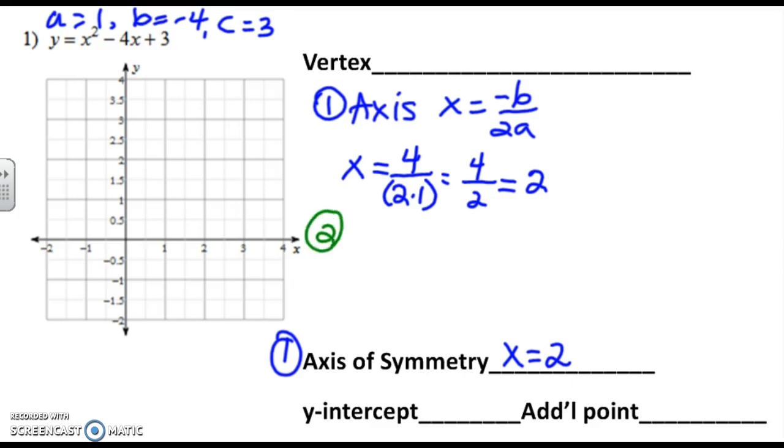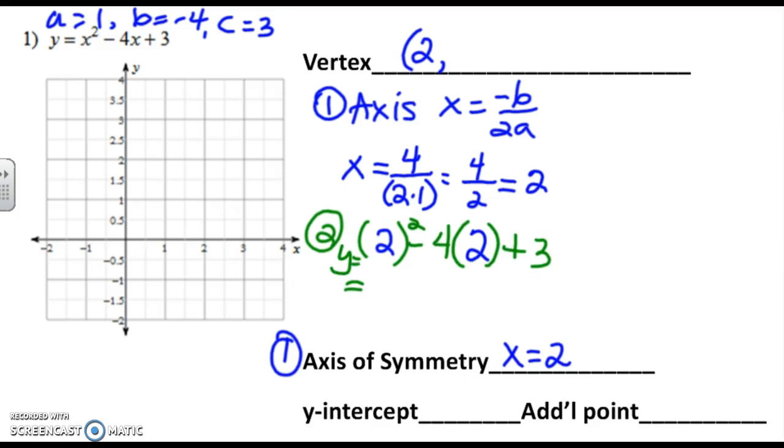Now, to get your vertex, you're going to plug that 2 in for your x into the equation. So you get your 2 goes in here, and your 2 is going to go also down here. So we're going to square that first one. Negative 4 times 2 plus 3. And when you do that, that's going to give you your y value. So we get 4 minus 8 gives me negative 4, plus 3, you get negative 1. So your y value is going to be negative 1.